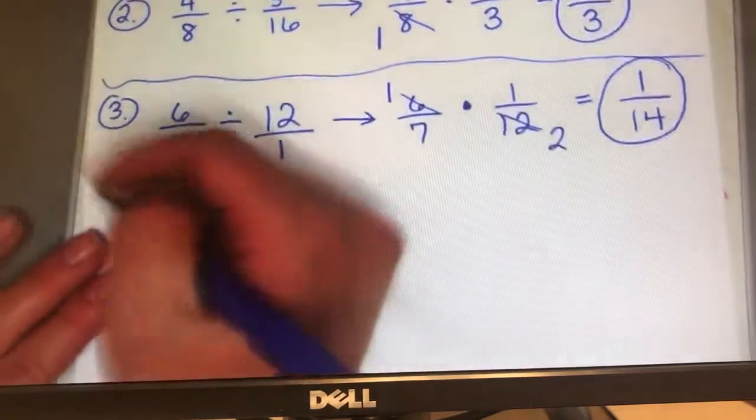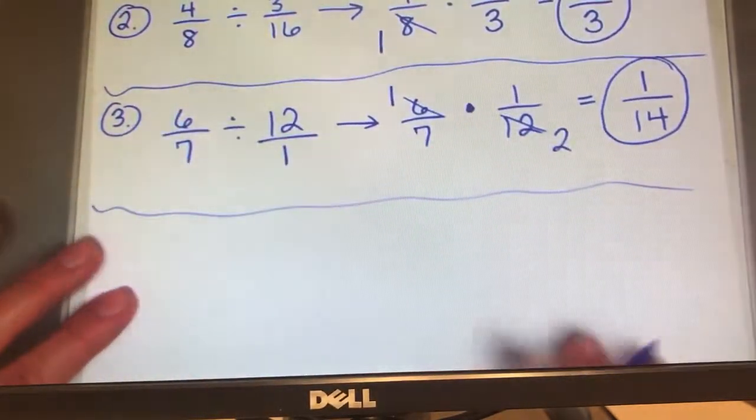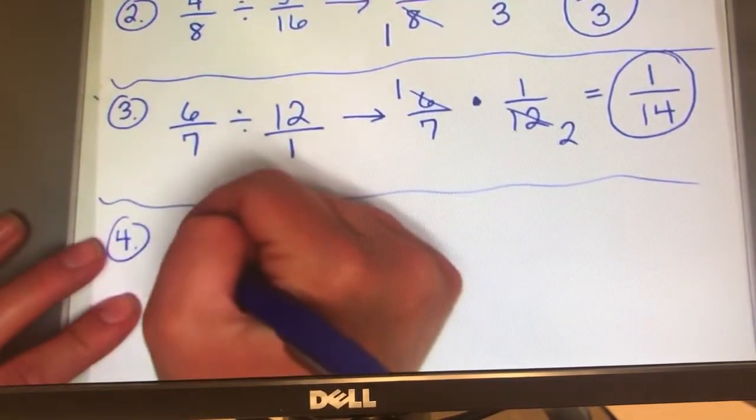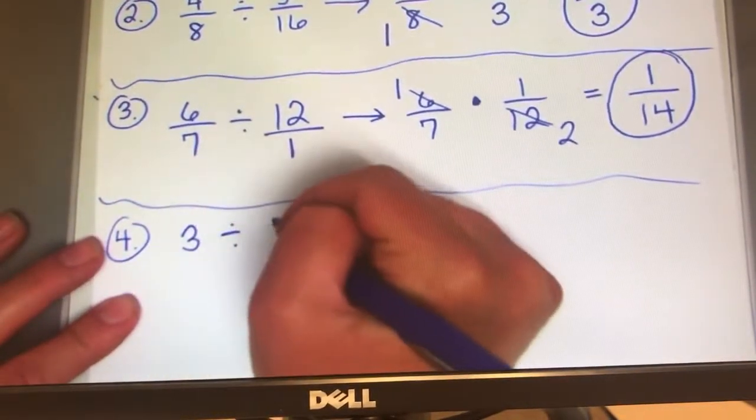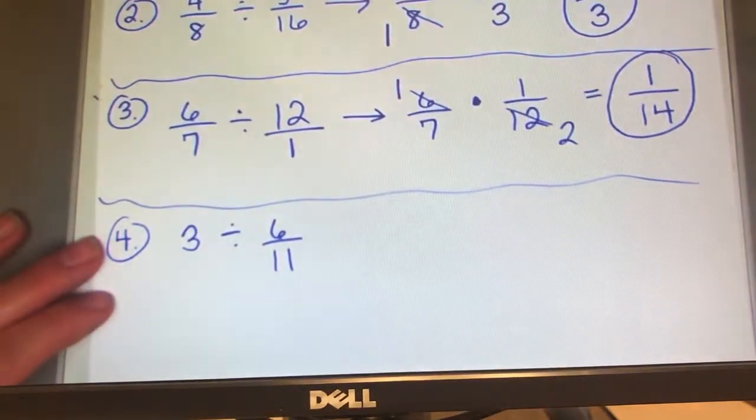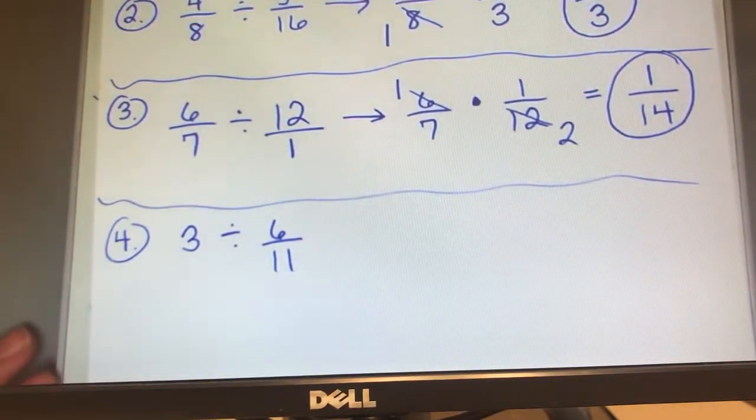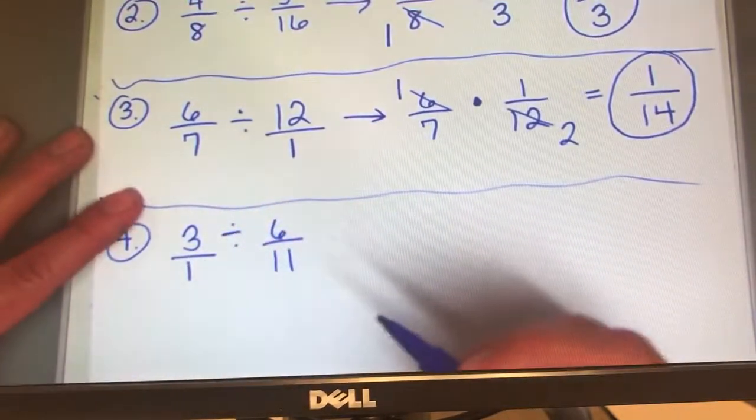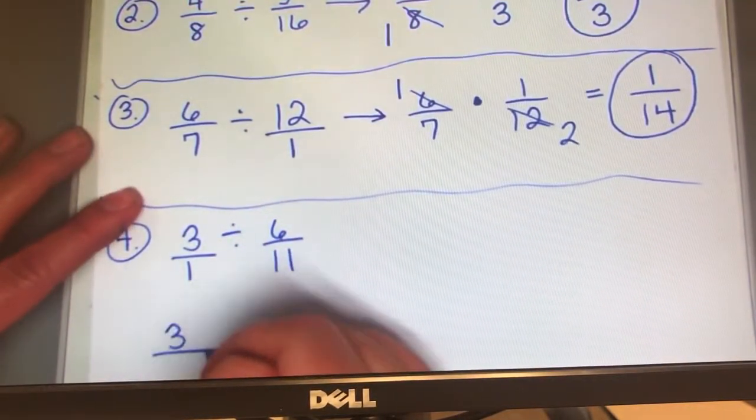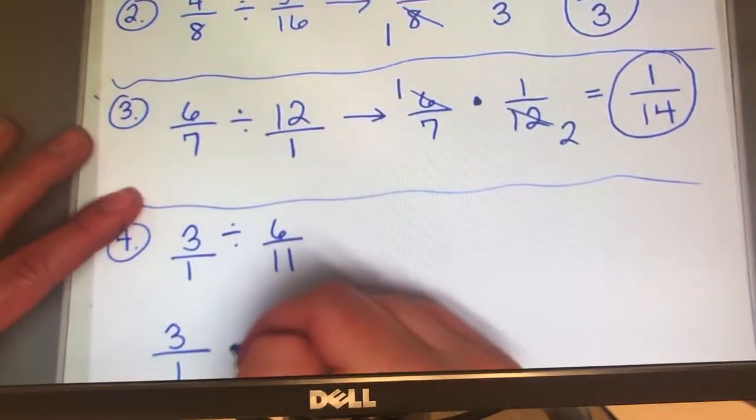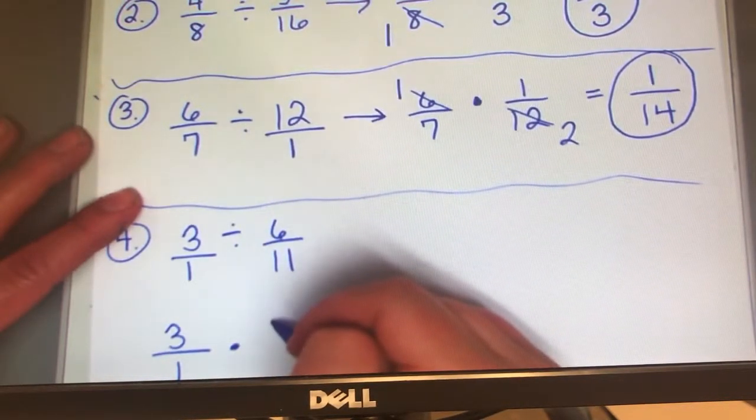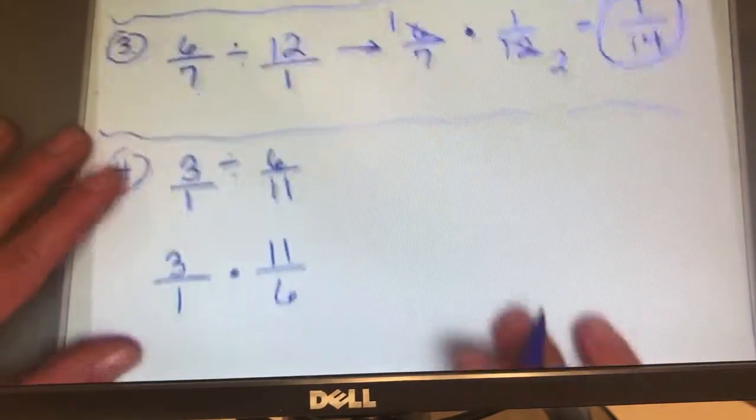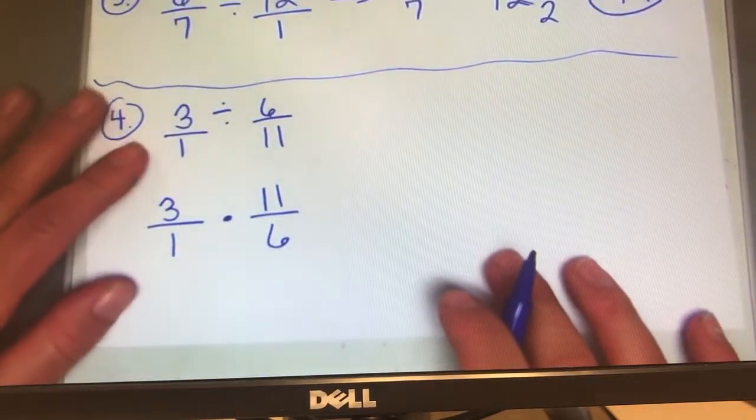Okay, last one. What if we have another situation with a whole number, but this time we have 3 divided by 6/11. Well, 3 is a whole number. Again, if I want to write it as a fraction, I can put it over the number 1. So we're going to keep 3 over 1, change division to multiplication, flip 6/11 to 11/6. Okay.